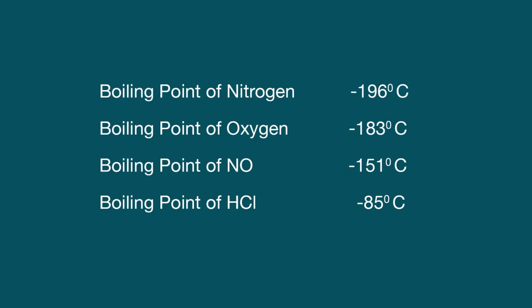For example, the non-polar substances, nitrogen and oxygen, have boiling points of -196 degrees Celsius and -183 degrees Celsius respectively. On the other hand, NO, which is slightly polar, has a slightly higher boiling point, -151 degrees Celsius, on account of the weak dipole-dipole forces present. Whereas, the more polar HCl has greater dipole-dipole forces and a still higher boiling point, -85 degrees Celsius.